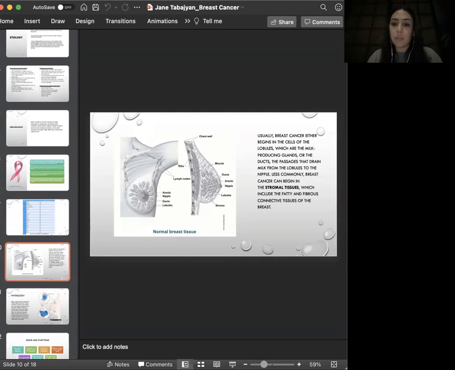Like mentioned before, most commonly breast cancer begins in the cells of either the lobules, which are the milk-producing glands, or the ducts, which are the passages that drain milk from the lobules to the nipple. To add on, there is also cancer that can begin in the stromal tissues, which include the fatty and the fibrous connective tissues.